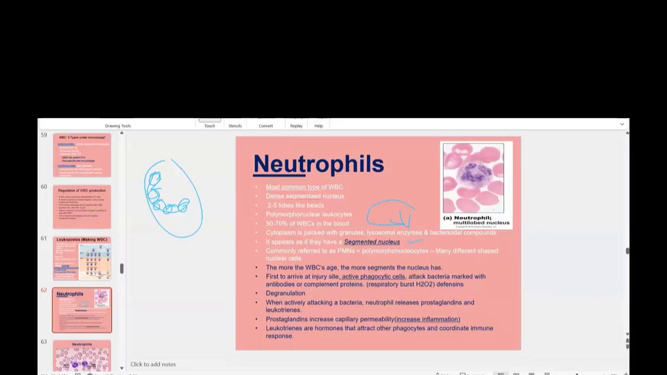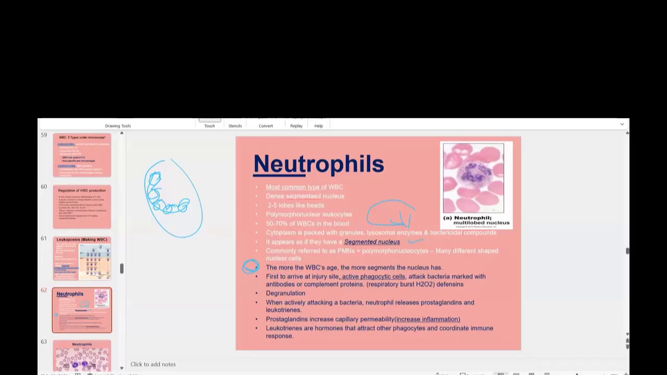Commonly referred to as polymorphonuclear cells, many different shaped nuclear cells. The more the WBCs age, the more segments the nucleus has. This point is important. So the more the WBCs age, the more number of segments you're going to find. And they're the first to arrive at the injury site. They are active phagocytic cells. They attack the bacteria that are marked with antibodies or complement proteins.